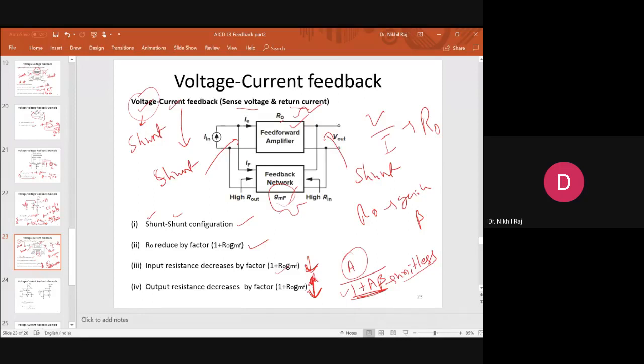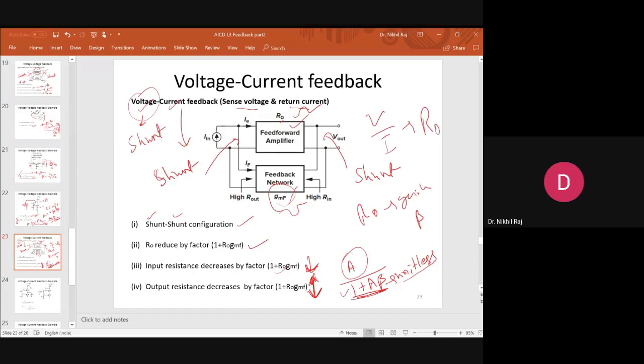Now suppose you are having difficulty remembering that. First observation, gain will always reduce, no issue in that. Then the calculation: looking at the output and input variable, you can decide which type of gain, whether it is voltage, current, transimpedance, or transconductance. Then the beta network should be unitless or with unit, which you can decide based on the feedforward amplifier's unit. The gain will reduce because you substitute 1 plus A beta. Now the input and output resistance will sometimes increase and sometimes decrease.